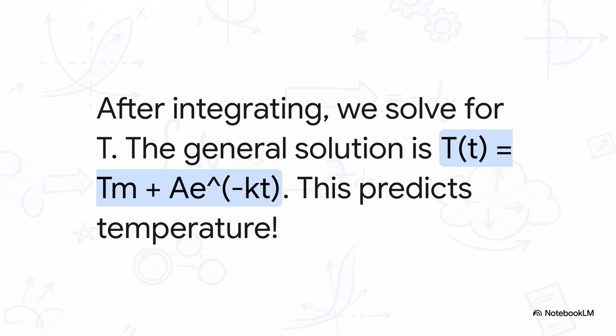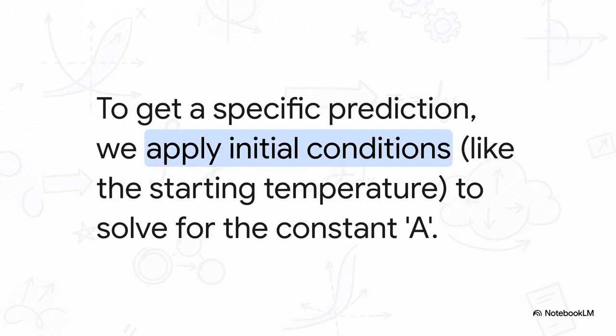Now, that A you see there is just a constant that pops up during integration, and it's the key to our very last step. So what is this mystery A? Well, you can think of our formula as a generic prediction for any cooling object. To make it a prediction for our specific cup of coffee, we need a starting point, and that's step 4, apply. We just need to measure the coffee's temperature right at the beginning, at time 0. We can plug that known value into our equation and solve for A. This locks everything in, turning a general solution into a precise prediction just for us.